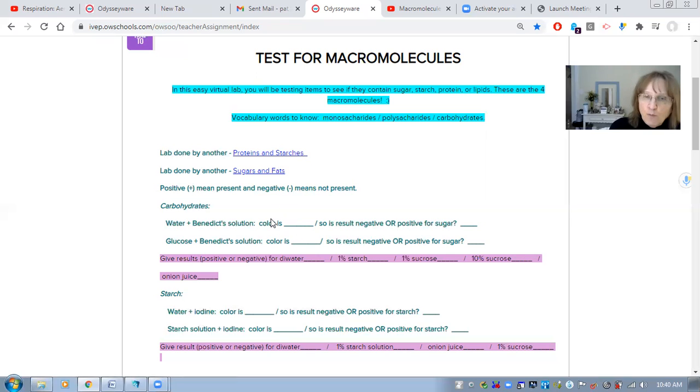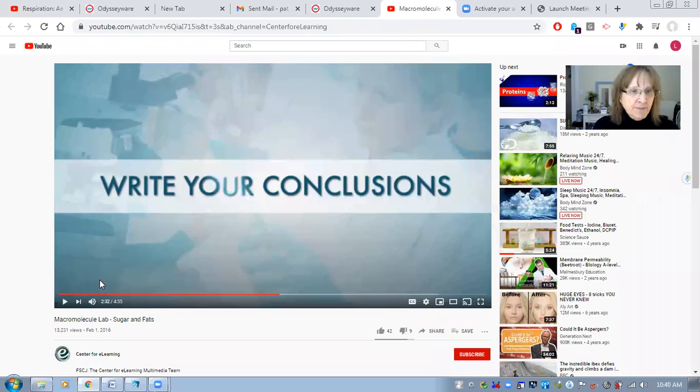First of all, we'll find out what color things are if it's negative for sugar, and what color things are if it's positive for sugar. Then you're going to take a couple things here and test them. You're going to see: does deionized water have sugar in it? Does 1% starch have sugar in it? 1% sucrose? Onion juice? Do any of those have sugar in it? Because we don't have the supplies, we're just going to watch somebody else do it. So let's go right over to here. This is where it starts. I'm going to get you started here.